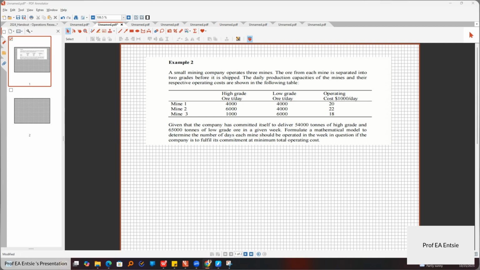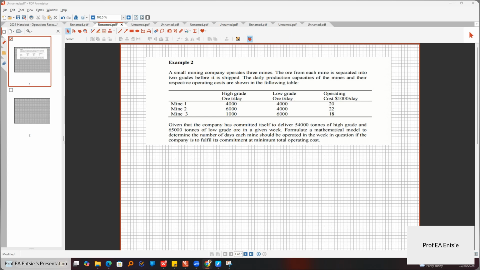All right, welcome to another episode of Operations Research. This is a continuation of what we did the other time: model formulation, linear program model formulation.